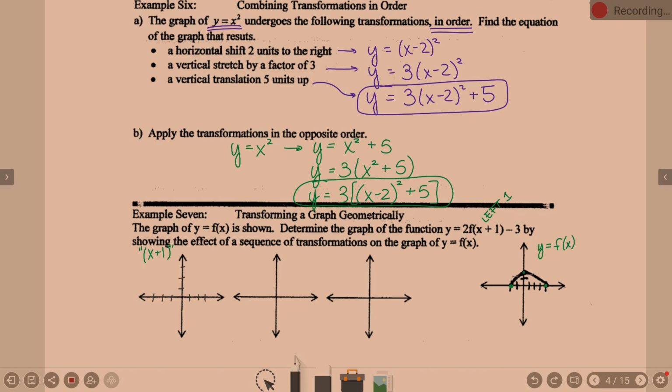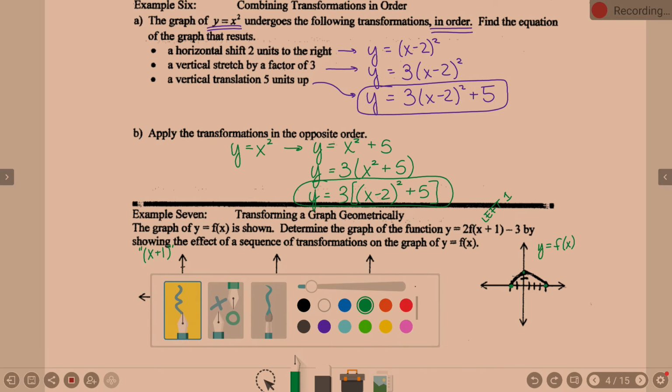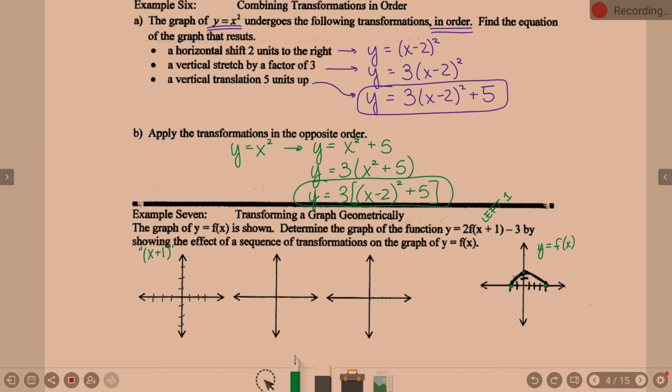I think I can go 3 each way, and I've got plenty there. So my point that was at negative 2, 0 is now going to be at negative 3, 0. My point that was at 0, 2 is now going to be at left 1, so negative 1, 2. My point that was at 4, 0 is now going to be at 3, 0.